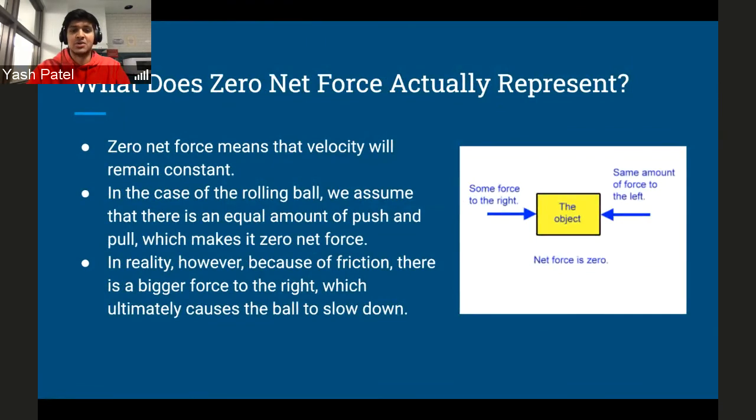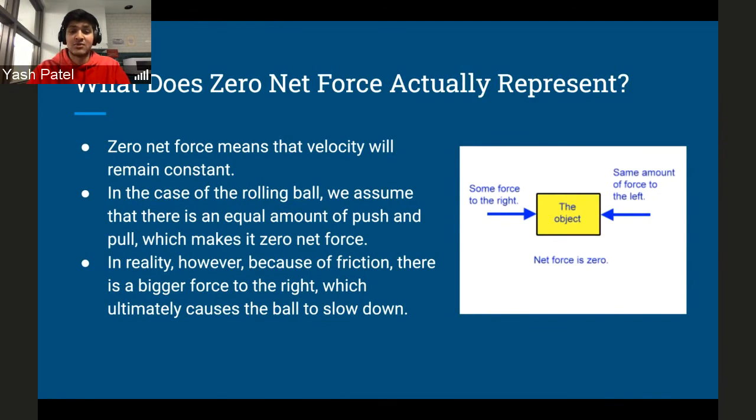So what does zero net force actually represent? We use zero net force as the basis for the experiment. Zero net force means that velocity will remain constant. In the case of the rolling ball, we assume there's an equal amount of push and pull, which makes it zero net force. You can see this in the picture on the right, where you have the same amount of force to the left and the same amount of force to the right, so net force is 0.